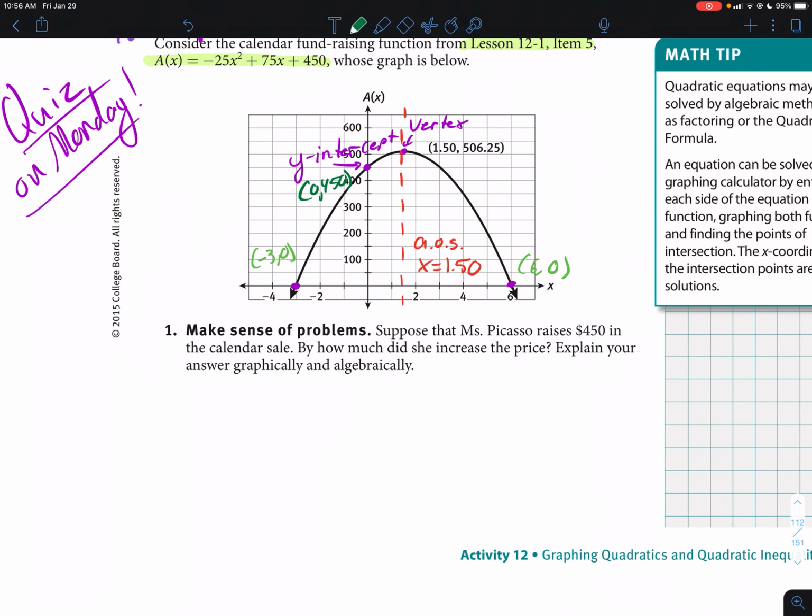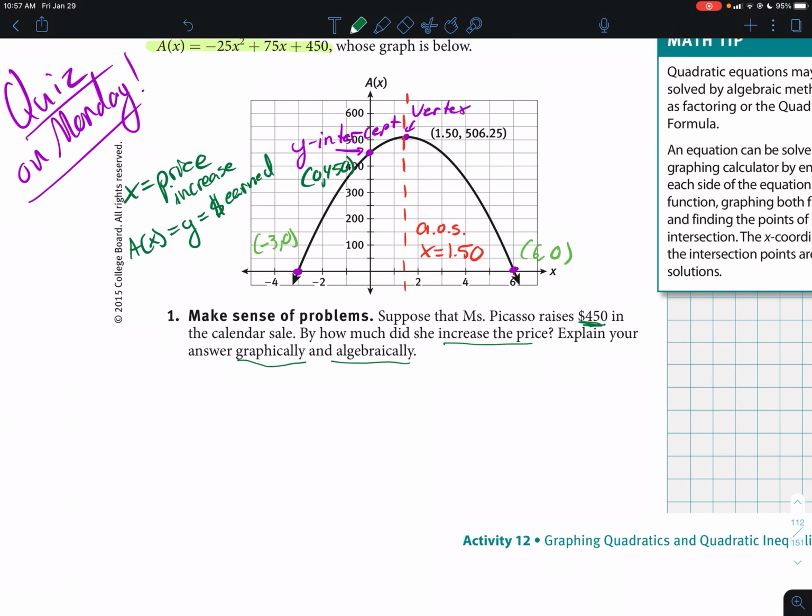Suppose that Miss Picasso raises $450 in the calendar sale. How much did she increase the price? Explain your answer graphically and algebraically. Well, we know that the (0, 450), recall that x equals the price increase, and that A of x, which is the same thing as y, equals the money earned.